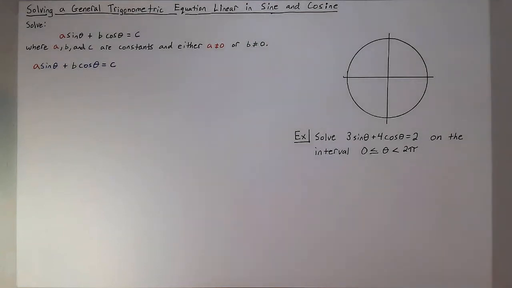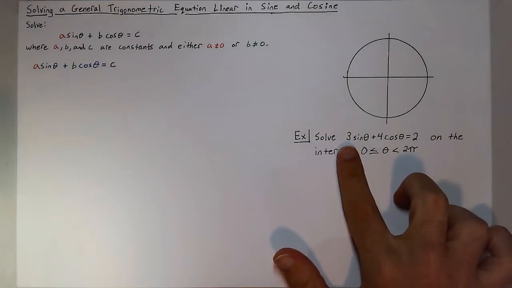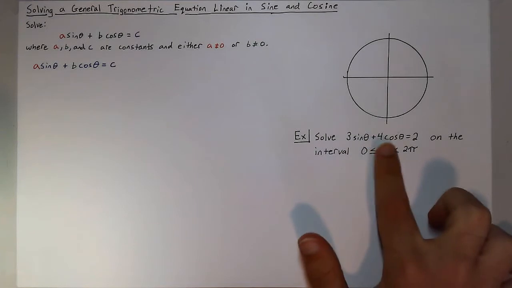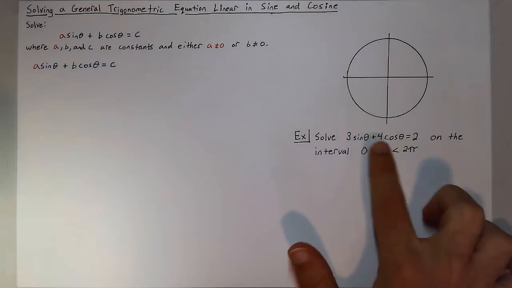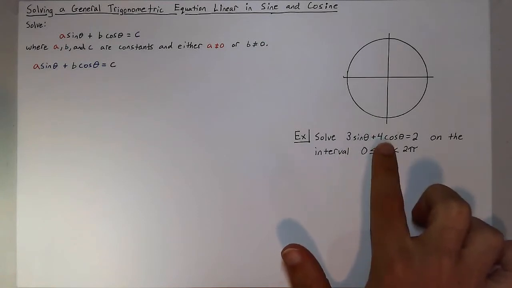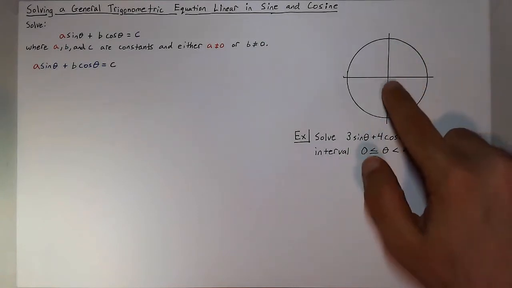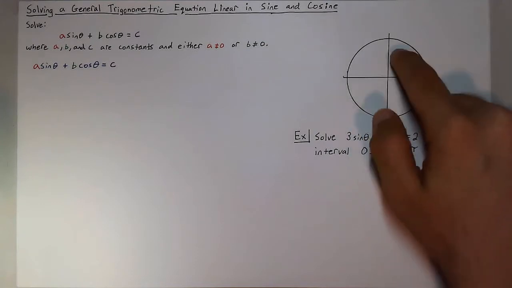In this video, we are going to learn how to solve a general trigonometric equation, linear in sine and cosine. Now, in the last video, we learned how to solve these equations when we can use a value that we knew on the unit circle in front of sine and cosine. But in this case here, in our example on the right, there's no way to divide by anything to get a known value on the unit circle that corresponds to 30, 45, or 60 degrees.